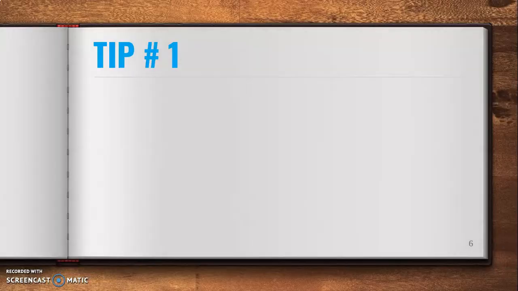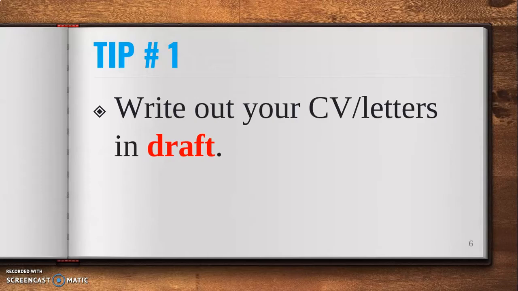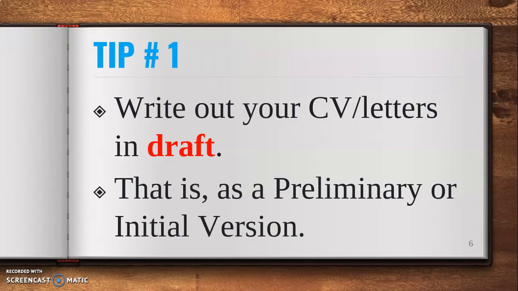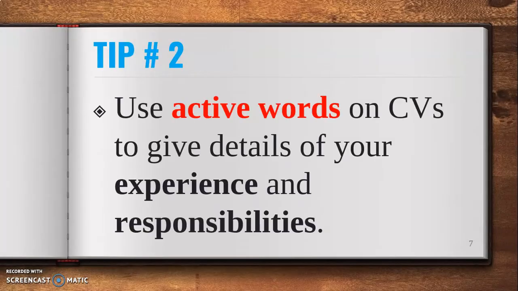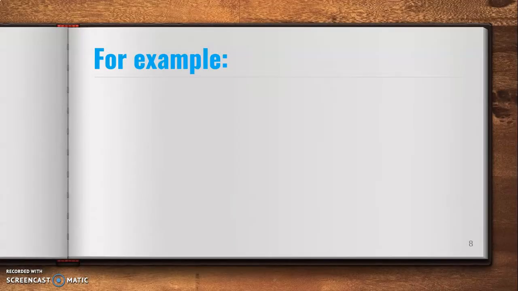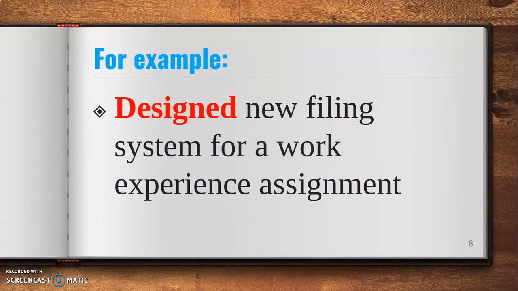So let's start with the first tip. Tip number 1. Write out your CV or letters in a draft format. That means it should be a preliminary or initial version of your material, not the end or finished product. Tip number 2. Use active words on CVs to give details of your experience and responsibilities. For example, designed new filing system for your work experience assignment. These active verbs will help you to achieve the desired force or explanation about your material.